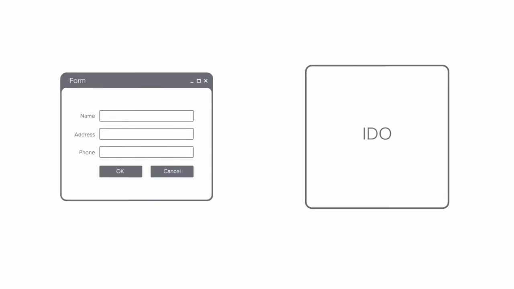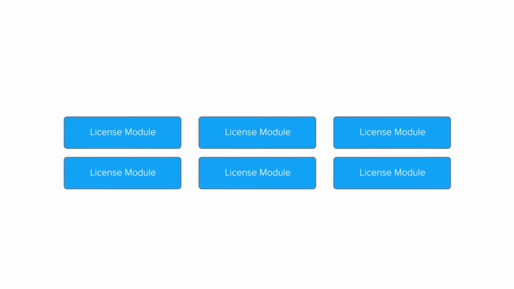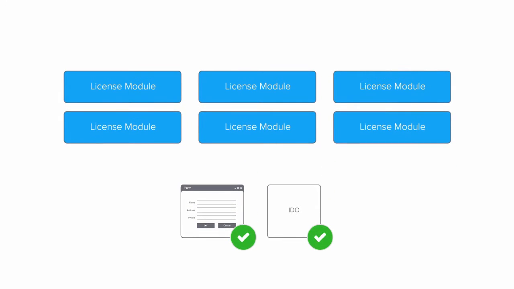There are two types of resources in Mongoose that can be licensed, forms and IDOs. To have a fully functional development environment, you need both types. The license itself then consists of counts of licensed modules. There are currently 6 Mongoose license modules, which we will look at more closely in a minute. Each license module contains access rights to a set of forms or IDOs or both, depending on what it is to be used for and who it is to be used by.